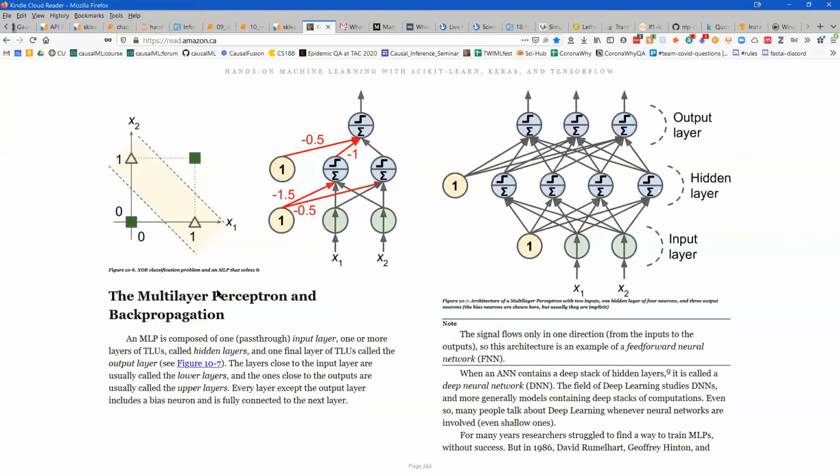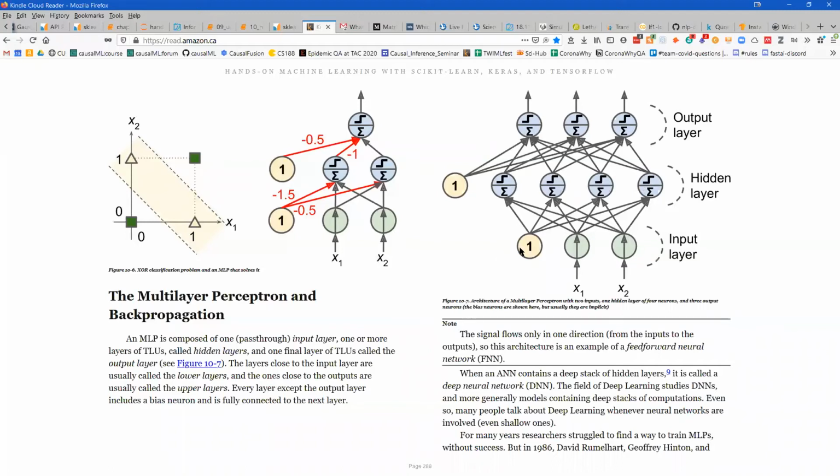Okay, so now he talks about multi-layer perceptrons. And all that is a stack of perceptrons. So in other words, an ordinary perceptron has an input layer and an output layer. That's all. A multi-layer perceptron has a hidden layer and maybe even more than one hidden layer. In this case, they're just showing one hidden layer. Okay, so this is the simplest multi-layer perceptron with just a hidden layer.